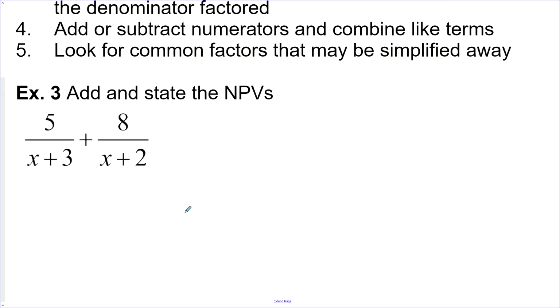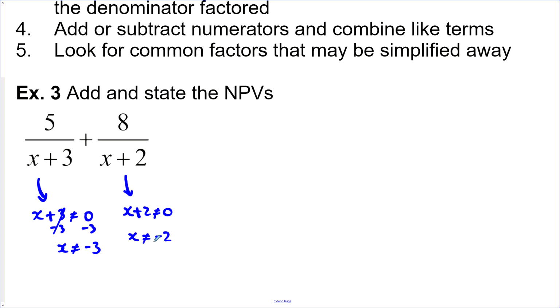Example 3, the denominators are already factored, so we're okay. Let's just do the non-permissible values first. X plus 3 cannot equal 0. Minus 3 on both sides. That means that x cannot equal negative 3. And you don't have to show all those steps if you can just do that in your head. X plus 2 cannot equal 0, so that means that x cannot equal negative 2. So those are our two non-permissible values.